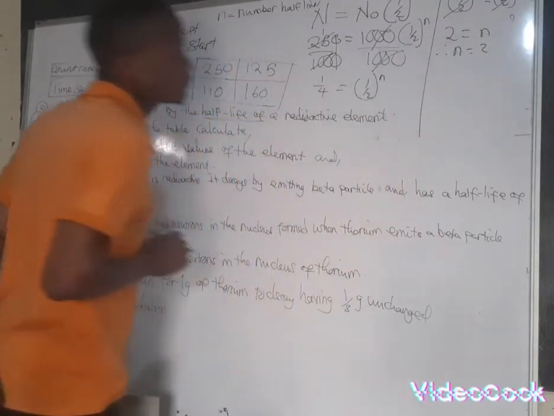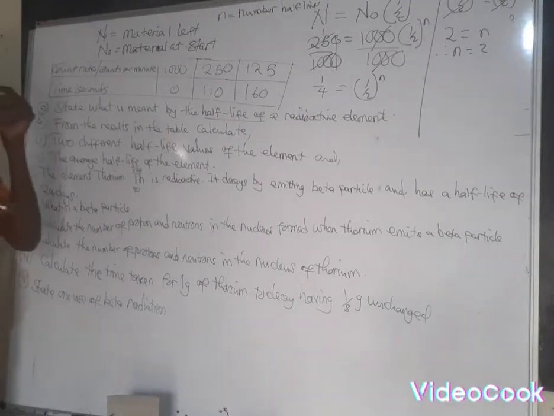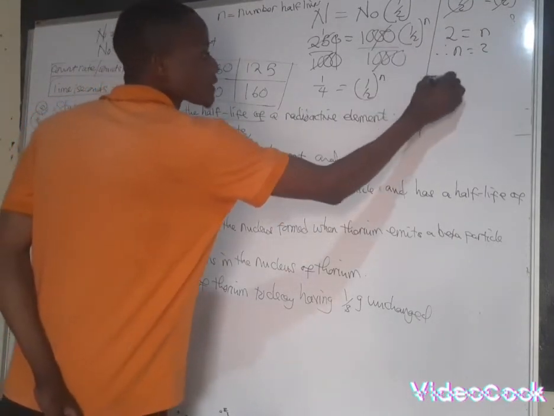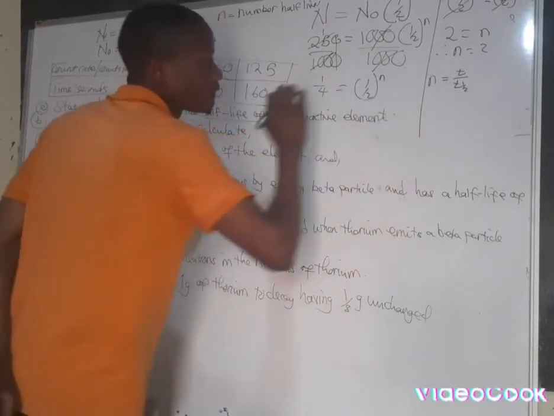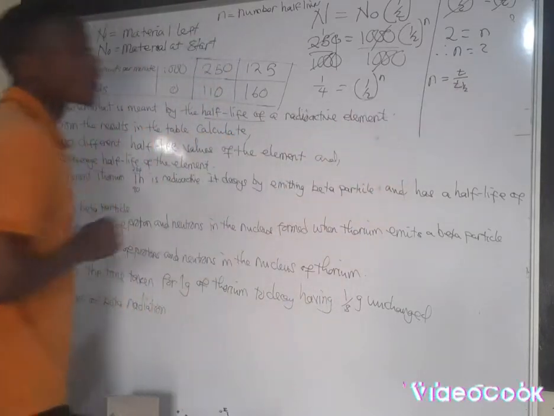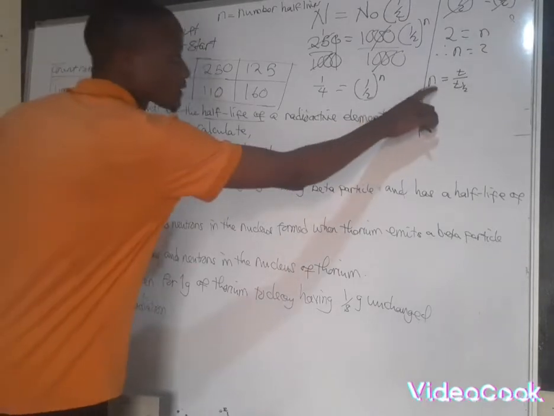Now that you have the number of half-lives which have passed, you can easily calculate the half-life by using the formula: number of half-lives passed is equal to time over the half-life. Half-life is represented by the letter t with a subscript 1/2. What is the number of half-lives which have passed?